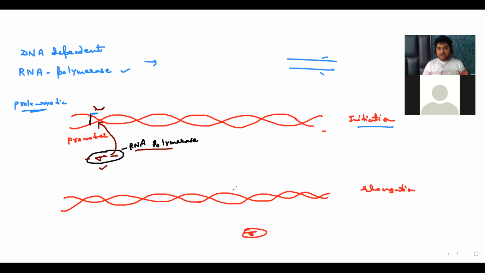This factor is needed only at the beginning, right? But should the RNA polymerase be inside or outside? Inside. Yes, RNA polymerase should remain inside. Why? Because it helps in the formation of what? RNA, or proteins.